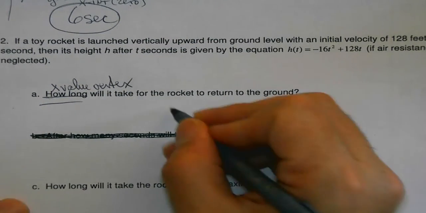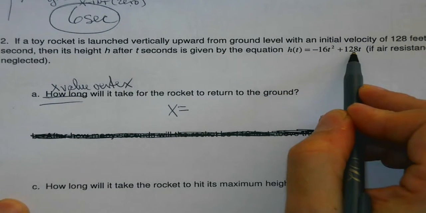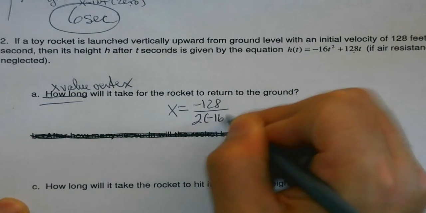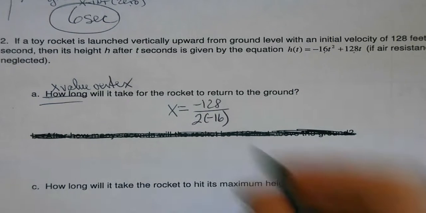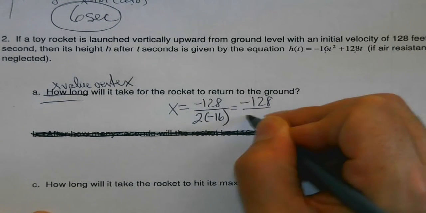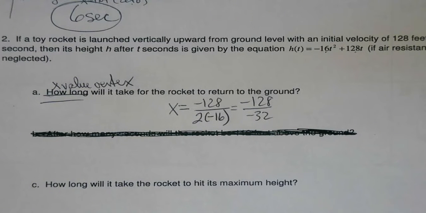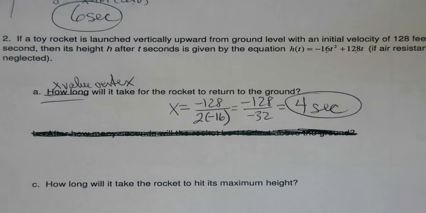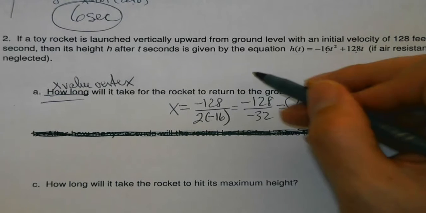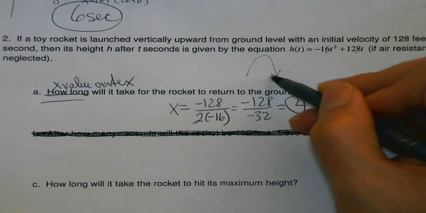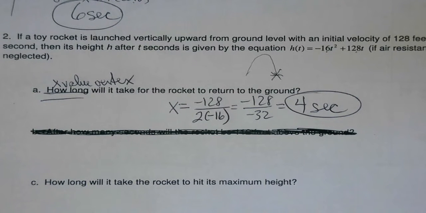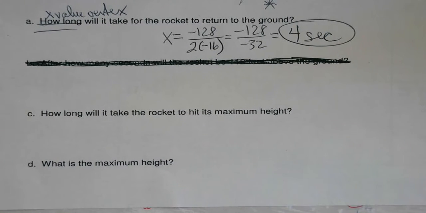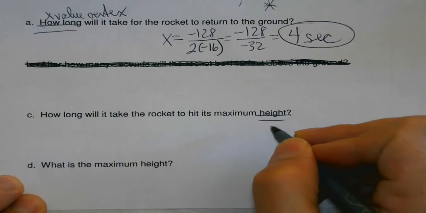Okay, my x is opposite of b over 2 times my a value. Again, clean up your denominator first. Don't get in such a rush that you screw this up. So 4 seconds before it comes back to the ground. So again, it goes up. And that's what we were looking for right there. Skipping letter B there because that's not something we've touched upon yet. How long will it take the rocket to hit its maximum height?